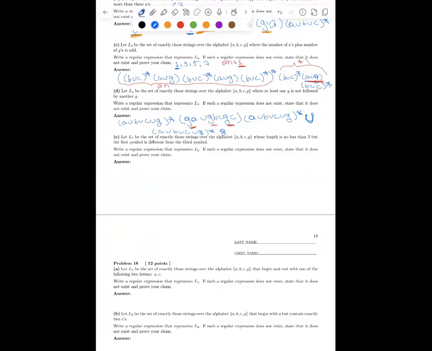And then we go, lastly, with my exercise E. Let L5 be the set of exactly those strings over the alphabet A, B, C, and G, whose length is no less than 3, but the first symbol is different from the third symbol. So no less than 3 means that the length is 3 plus.